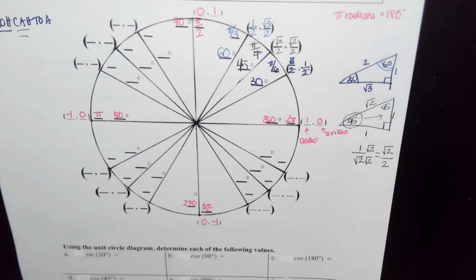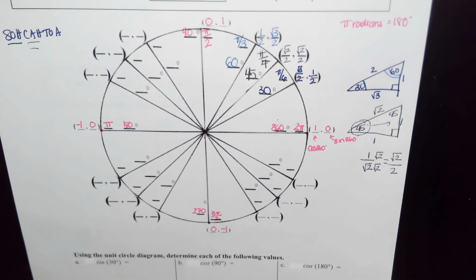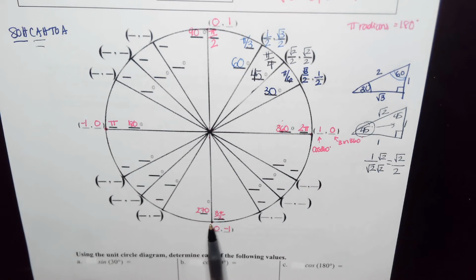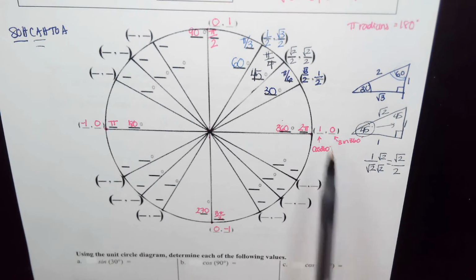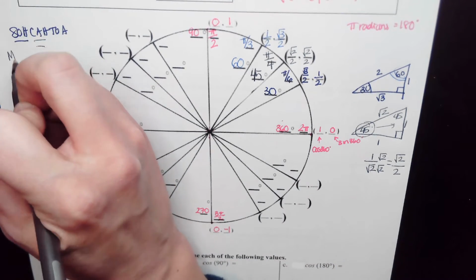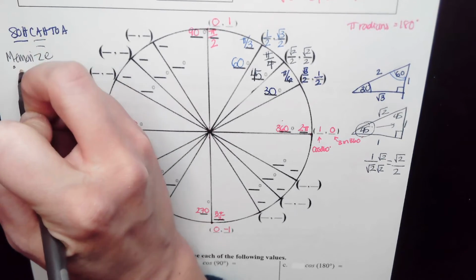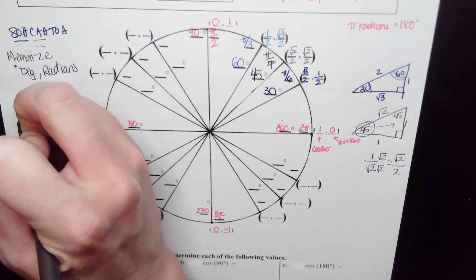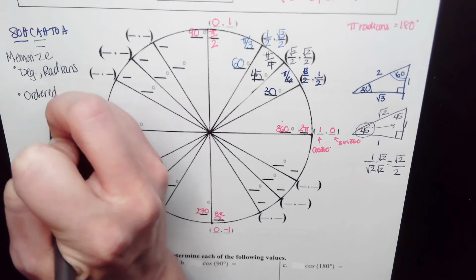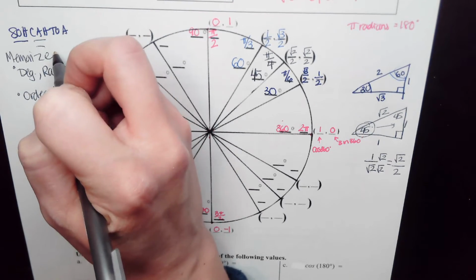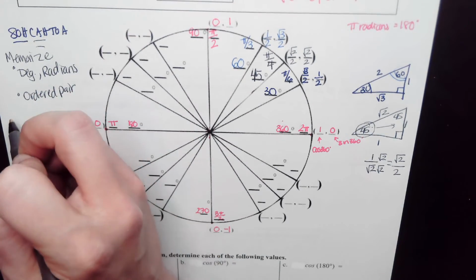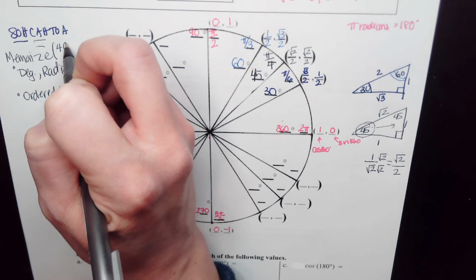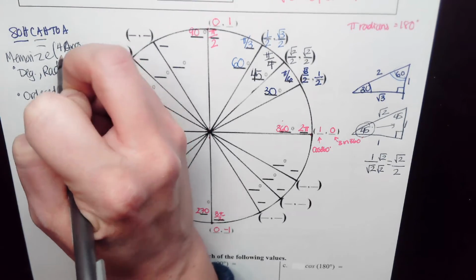Okay, so what I have right here on my paper is what I want you to have memorized. These pink ones on the axes: degrees, radians, and the ordered pair. You need to memorize the number of degrees, the number of radians, and the ordered pair for the 4 axes, let's say, and the first quadrant.